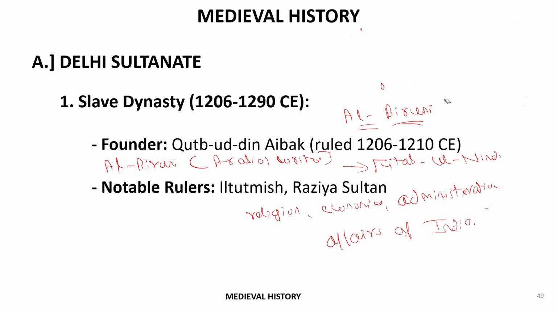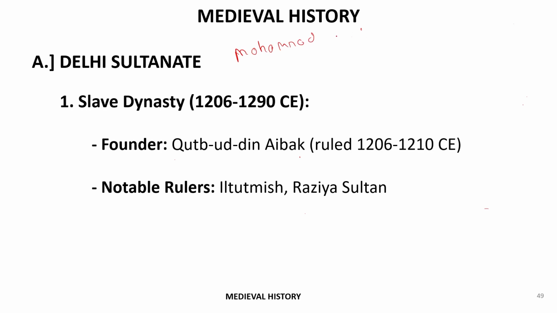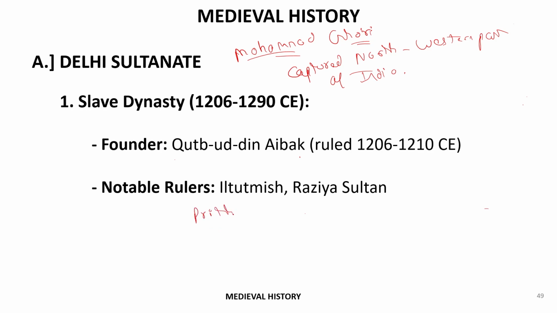After Muhammad Ghazni and Al-Biruni, another very important person was Muhammad Ghori. Basically, Muhammad Ghori captured the northwestern part of India. When he attacked India, there was an important ruler of Indian history named Prithviraj Chauhan. He was the ruler of Delhi.